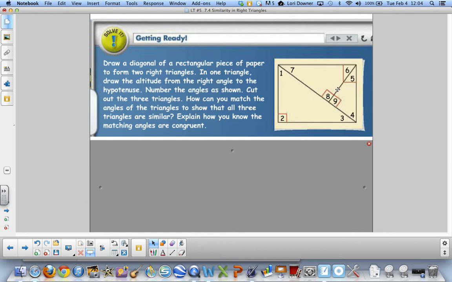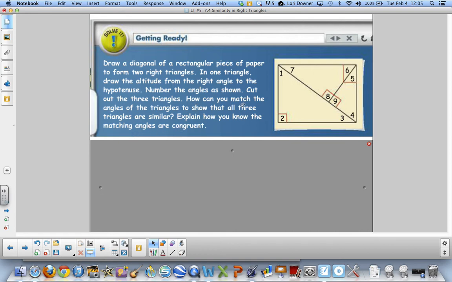You're going to need a sheet of printer paper. You're going to draw a diagonal, and then you're going to label all the angles that you get here. This right here is an altitude, so you can construct the altitude, noticing that the altitude is perpendicular to the diagonal, going through this point. So you can construct this altitude, and then that'll separate so you get angle 6 and 5, 8 and 9 here, so on. So label those, and then I want you to cut these out so you've got your 3 right triangles.